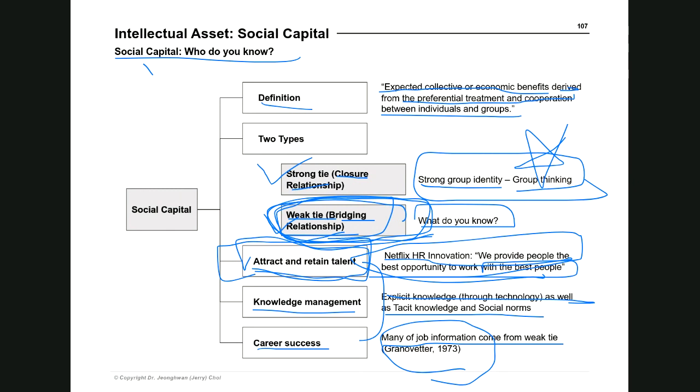Whom do you know? So, a long story short, social capital, whom do you know? Social capital is a source of competitive advantage. That's social capital.